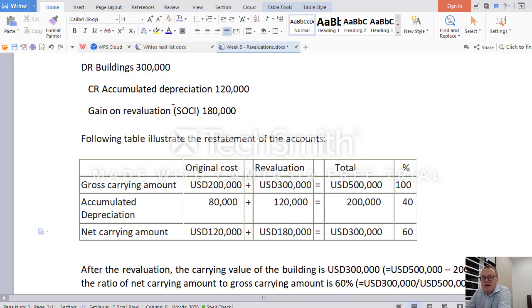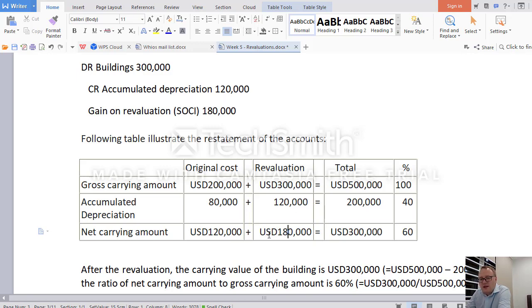Does it make sense? Yes. So obviously 300,000 is bigger than 120. So it is upward revaluation. So the value of your buildings is increasing. Therefore, debit. Right? Then accumulated depreciation account. What is its normal balance? Credit. You know, when you depreciate the asset, you do debit depreciation expense, credit accumulated depreciation. So you put accumulated depreciation as usual in credit, 120,000.